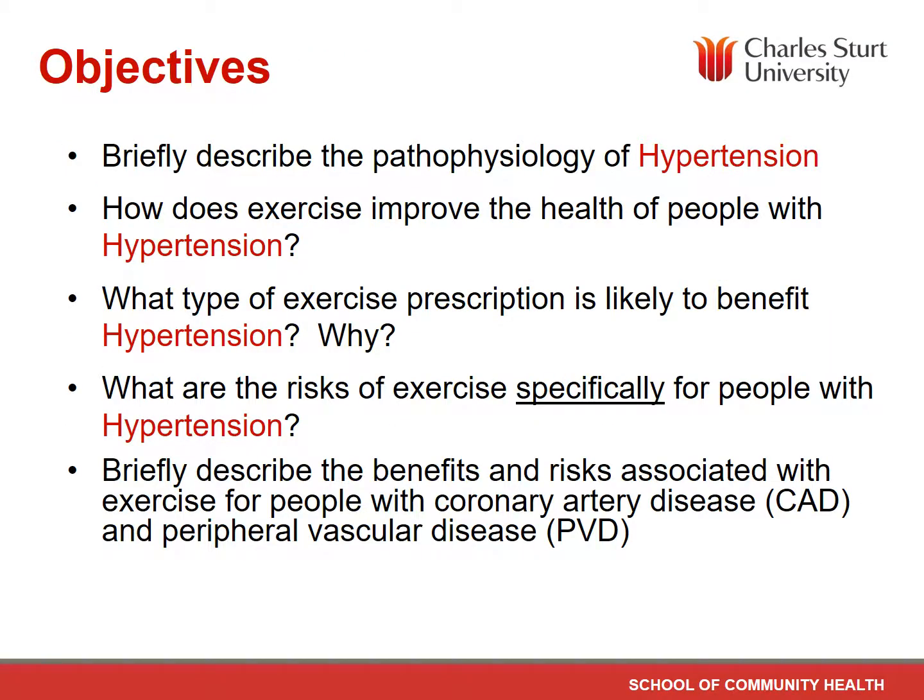So same objectives as all our specific populations: briefly describing the pathophysiology of hypertension, how does exercise improve the health of people with hypertension, what type of exercise prescription will benefit hypertension and the reasons behind that, and then what are the risks of exercise for people with hypertension. The cardiovascular disease objectives are a little bit broader and specifically looking at the benefits and risks with exercise.